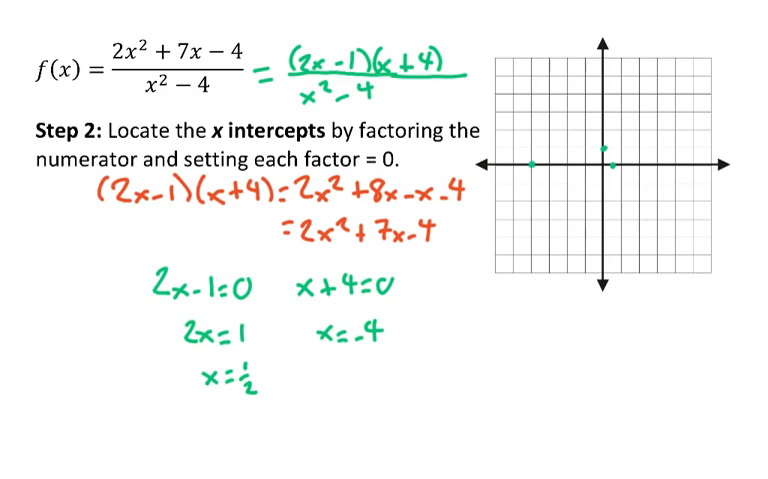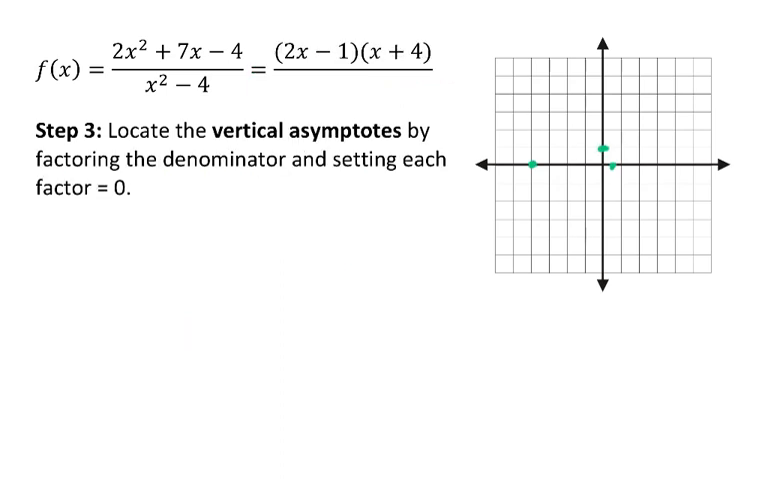Now actually, believe it or not, those are the last points that we're going to plot before we go ahead and construct the graph. But we are going to look for some other features. Rational functions often, much of the time, will have vertical asymptotes. Step 3: locate the vertical asymptotes by factoring the denominator and setting each factor equal to 0.